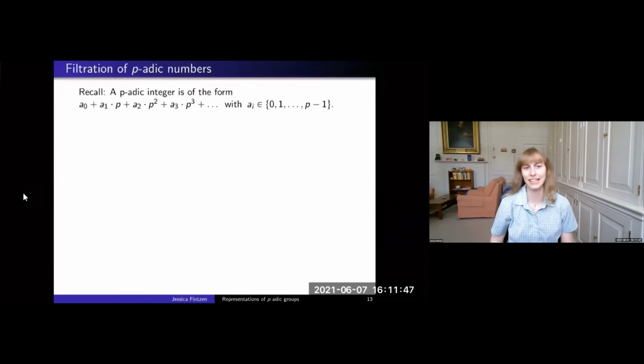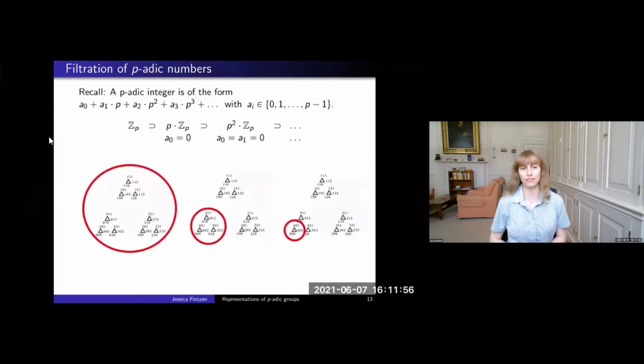How do they look? I said a p-adic integer you can think of as a power series where the coefficients are between 0 and p minus 1. So there's a natural filtration. We have the p-adic integers. Inside there we have p times the p-adic integers, the smaller triangle, which corresponds to a_0 being 0, so we just start with p times something. Inside there we have p squared, an even smaller triangle, which corresponds to the first two coefficients being 0, and so on. So we get smaller and smaller compact open subgroups under addition.